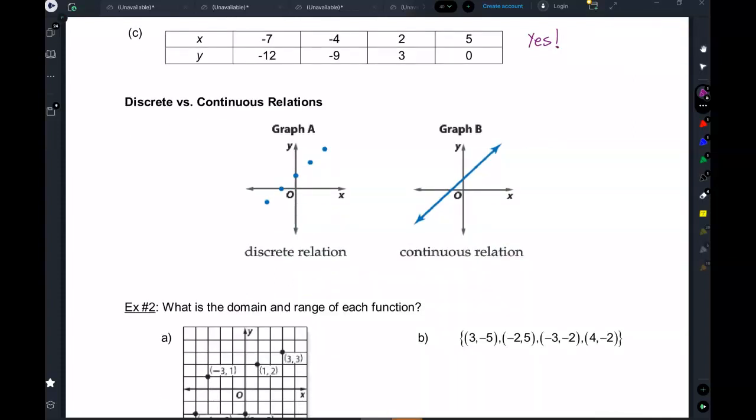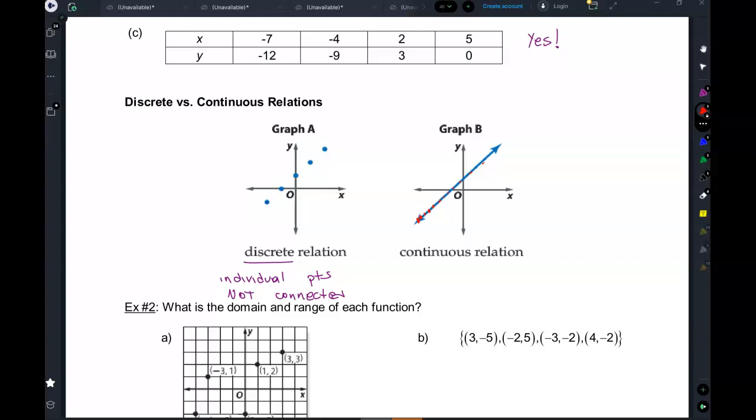Now, you can have relations that are either discrete or continuous. Discrete just means you have individual points. Okay? They are not connected. A continuous relation means you've got an infinite number of points and they are connected. So how many points are on this line? An infinite number and they are all connected, right? So discrete, just random points. Continuous, you literally have like a continuous line or curve.